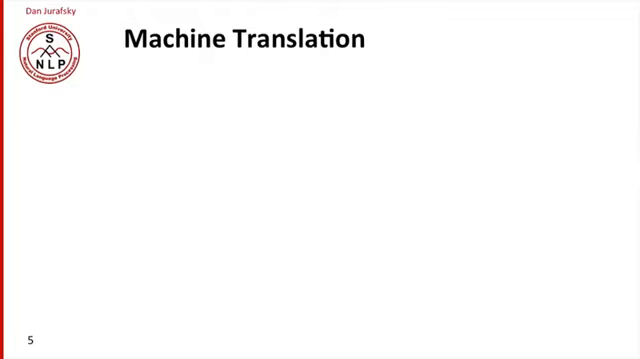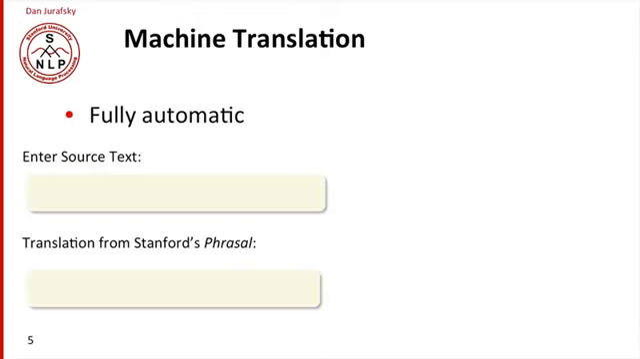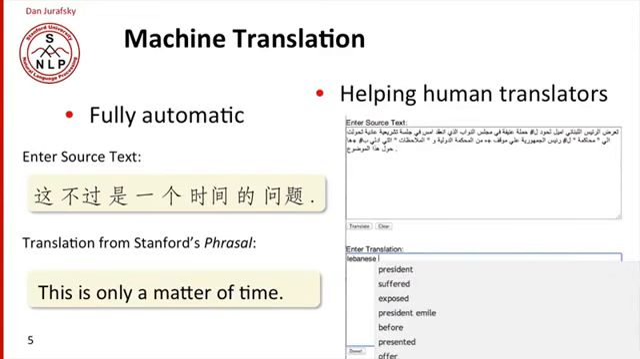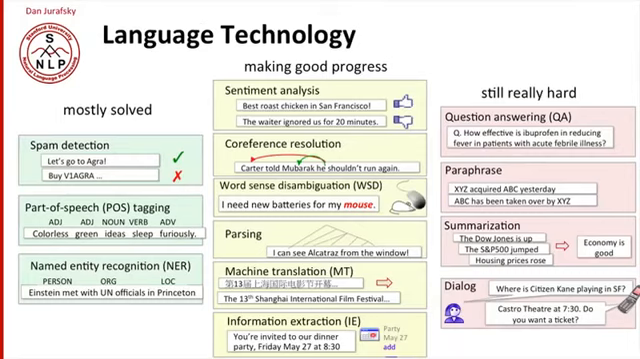Machine translation is another important new application. And machine translation can be fully automatic. So for example, we might have a source sentence in Chinese, and here's Stanford's phrasal MT system translating that into English. But MT can also be used to help human translators. So here we might have an Arabic text, and the human translator translating it into English might need some help from the MT system, for example, a collection of possible next words that the MT system can build automatically and help the human translator.